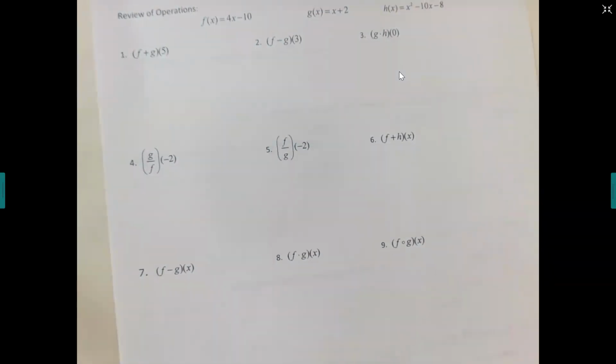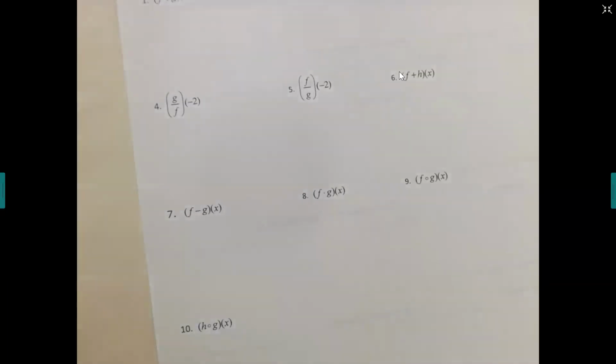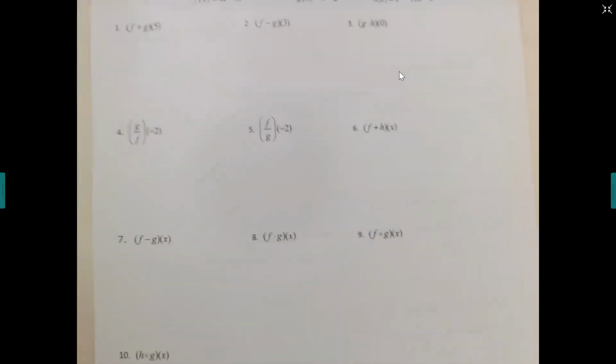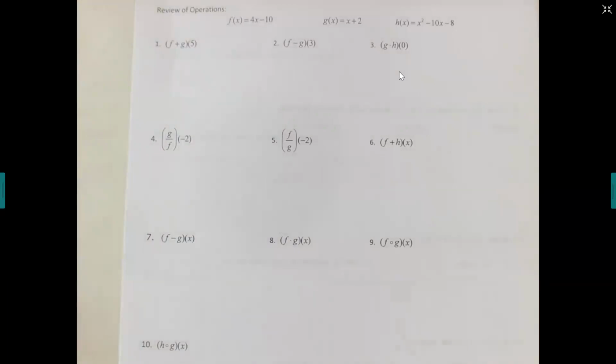So your test only covers two things. It covers what we did last time, compositions and function operations, and then it covers inverses. That's it. It's not going to go back and have piecewise and all the other stuff on it. So go ahead and take a look at your first page. You'll notice that you have functions for f, g, and h across the top. We're going to run through a couple of examples.